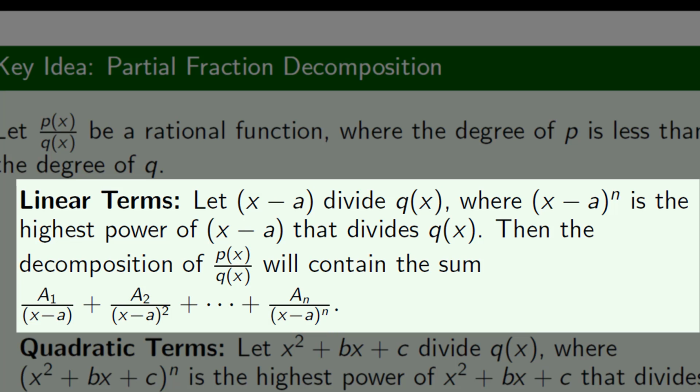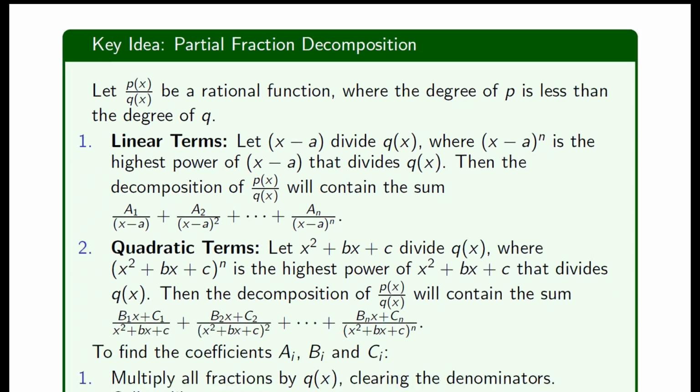So for example, if we just have x minus 2, and no higher power in q of x, then all we'll get is A over x minus 2. If we had x minus 3 squared, we get an A1 over x minus 3 and another A2 over x minus 3 squared. And so on up to that highest power. And we do that for each of the linear powers that divide q of x.